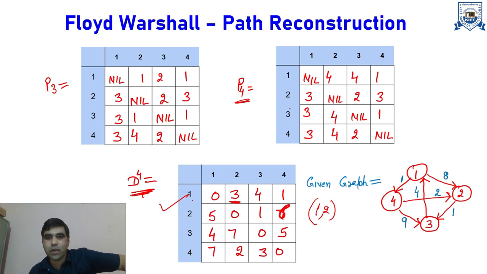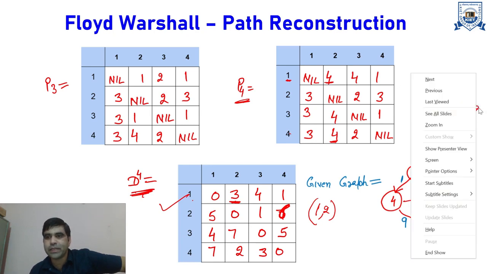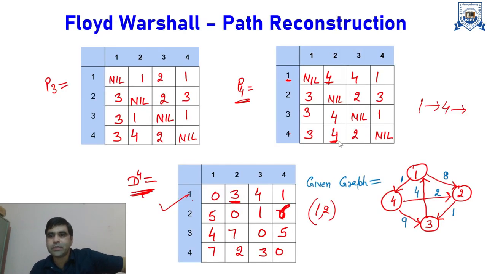So now see, from vertex 1 to vertex 2: this is vertex 1 and this is vertex 2. First you have to go from vertex 1 to vertex 4, and from vertex 4 the next target is vertex 2. So you simply go to 2, which means there is no other intermediate node in this particular path.